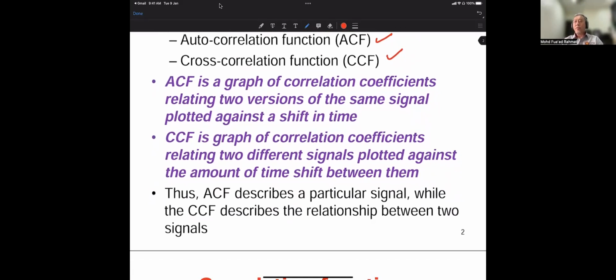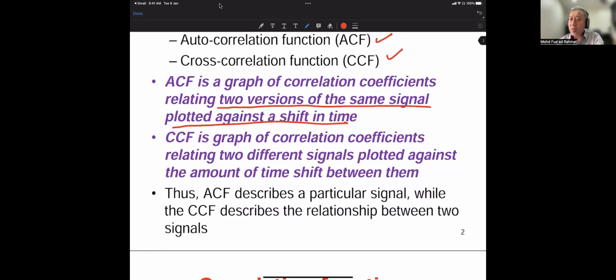ACF is a graph of correlation coefficients relating two versions of the same signal. So if you have random signals from one source, then we duplicate that random signal and autocorrelate each other, meaning that we are trying to correlate between two versions of the same signal. That is the keyword, plotted against shift in time.